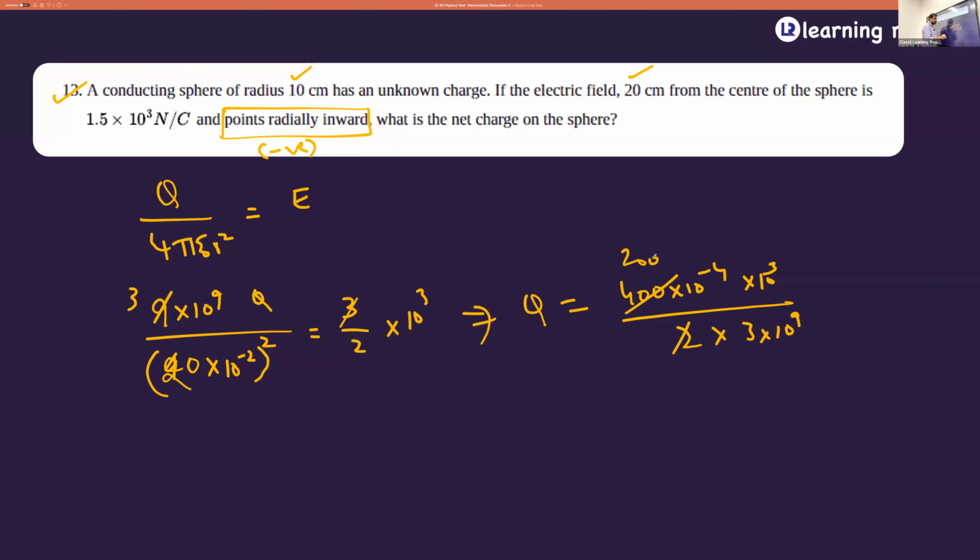So 200 into 10 power, see, this is 10 power minus 1. This will go to the numerator. It will become 10 power minus 10. What is 200 by 3? It is 66.7. So 66.7 into 10 power minus 10 coulomb is also going to be equal to 6.67 into 10 power minus 9 coulomb, and 10 power minus 9 coulomb is also called as nano coulomb. That is the answer.